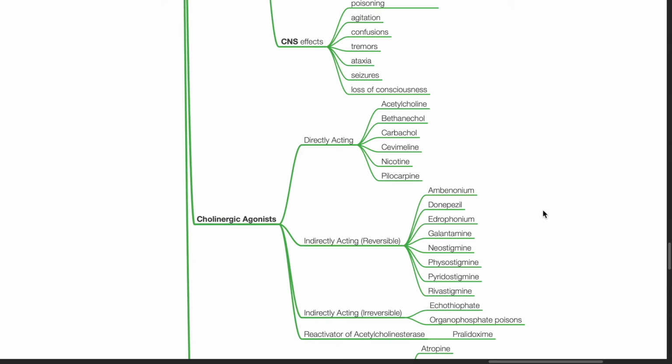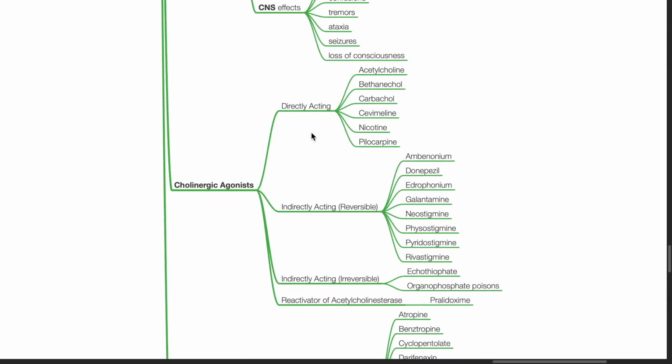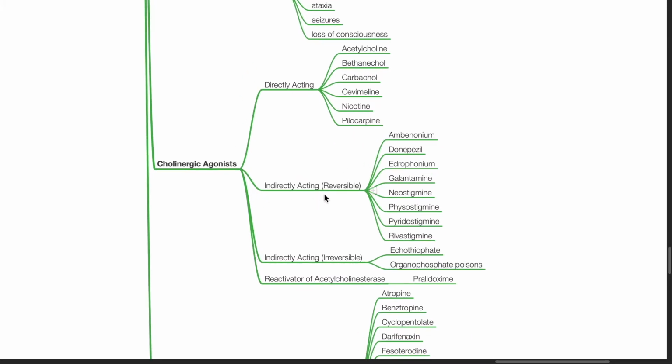Examples of cholinergic agonists: directly acting cholinergic agonists are acetylcholine, bethanechol, carbachol, cevimeline, nicotine, and pilocarpine. Indirectly acting reversible cholinergic agonists include ambenonium, donepezil, edrophonium, galantamine, neostigmine, physostigmine, pyridostigmine, and rivastigmine. Indirectly acting irreversible cholinergic agonists include echothiophate and organophosphate poisons. Reactivator of acetylcholinesterase includes pralidoxime.